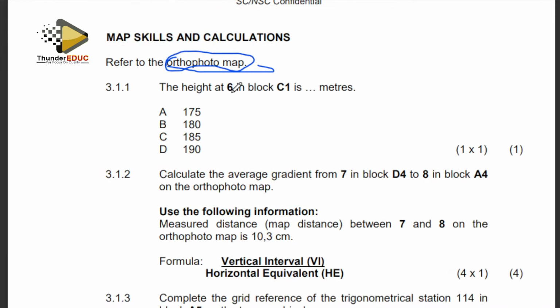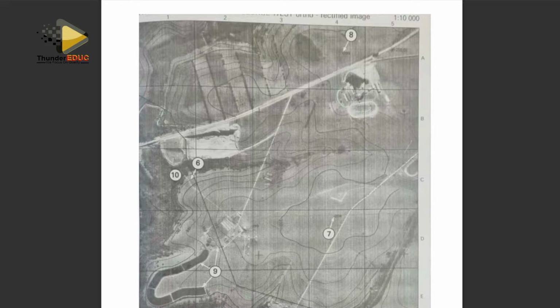They say the height at 6 in block C1 is dash meters. 6. We go to the map. 6 is pointing exactly at this contour line here. You see this contour line that is passing. But first of all, let us identify these contour lines that are there. We have this contour line here, this one here, and this one here.